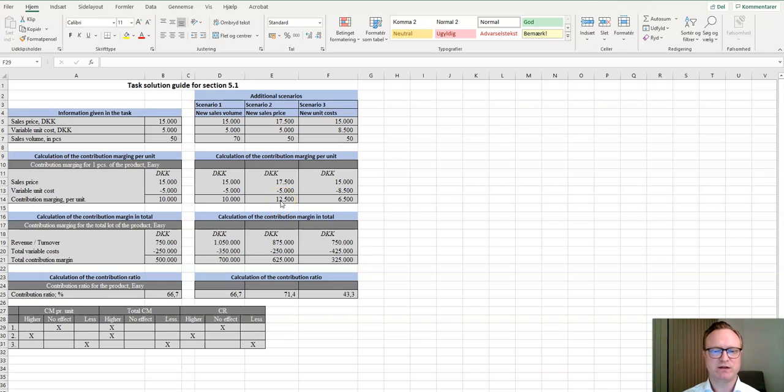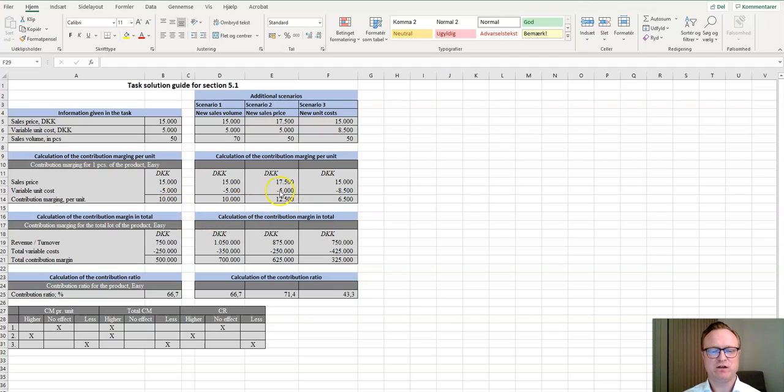So when we multiply this to the turnover and the variable cost and the contribution margin in total, this also gives us an increase in the contribution margin because of the increase in the selling price. If we look at the contribution ratio, we can see now that this has increased. It is 71.4%, and this tells us that the share, the percentage of money we have left from the selling price when we have paid for the cost of the product, that is higher than it was in the base scenario.